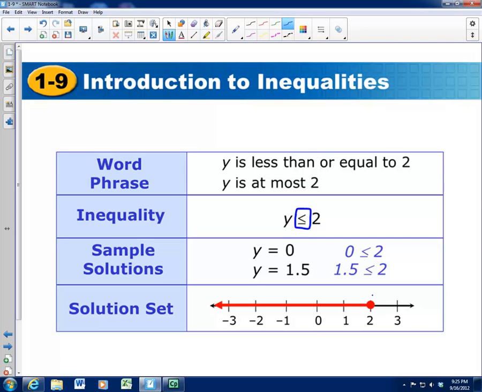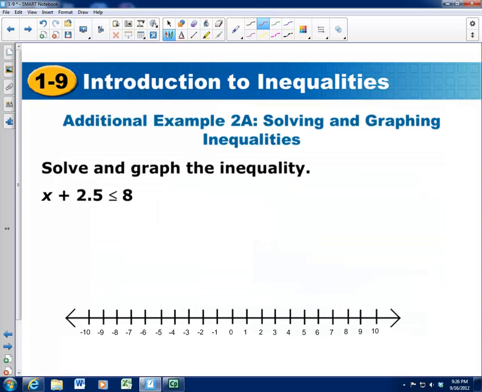Okay, so if you notice on this one right here, we use a filled-in circle on the 2 because the value, the solution, could be equal to 2. So it could be 2, and it could be anything less than 2. So we have to draw our number line going back this direction. Now, if you remember, I told you it was going to be important for you to remember these lines underneath these, because that's going to determine whether we're going to use a filled-in circle or an open circle. Okay? All right, let's take a look at our next slide.